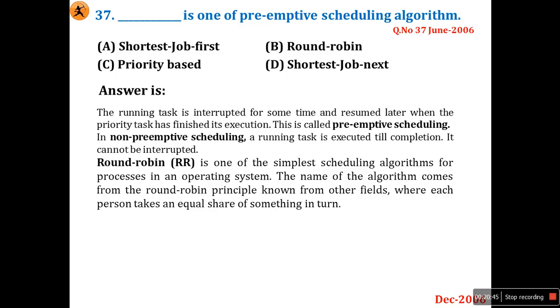What is round robin? I hope you know already. Round robin is one of the simplest scheduling algorithms for processes in an operating system. The name of the algorithm comes from the round robin principle, known from other fields, where each person takes an equal share of something in turn. That's why it is the best example of a preemptive algorithm. So option B is the right answer.